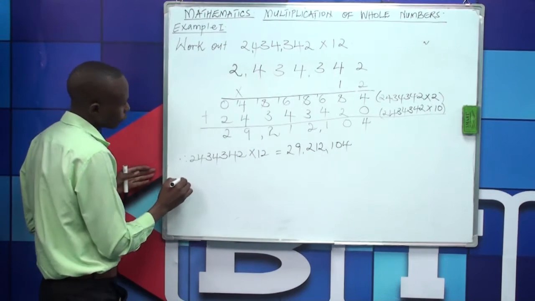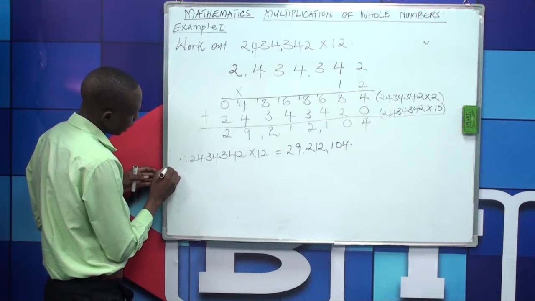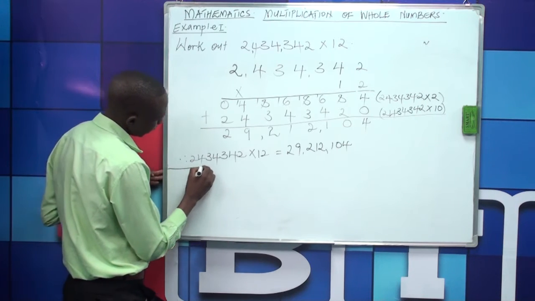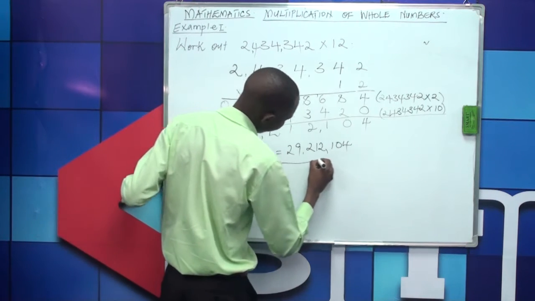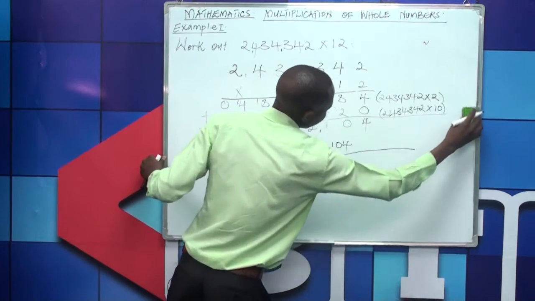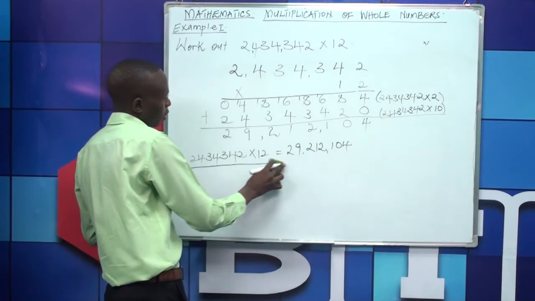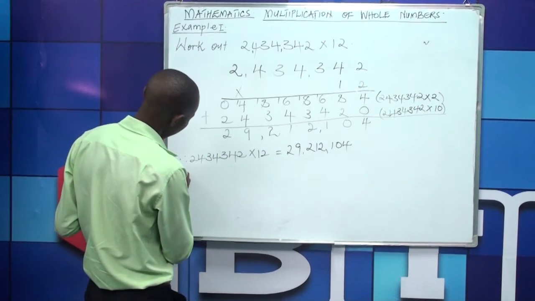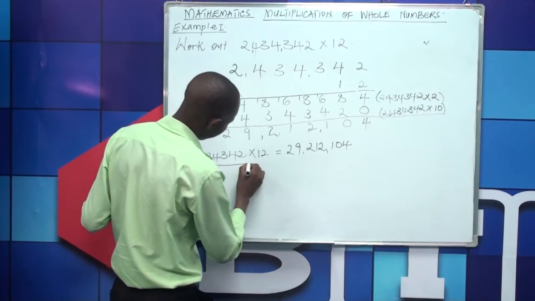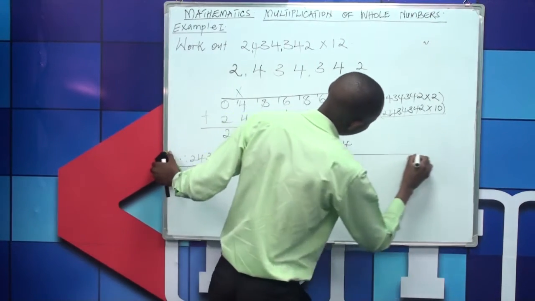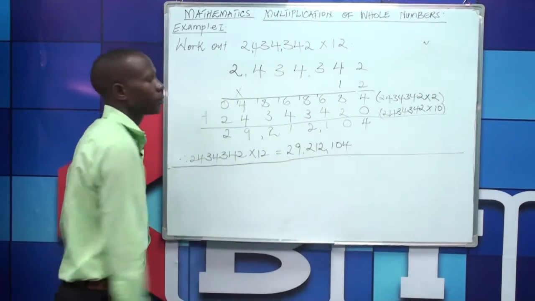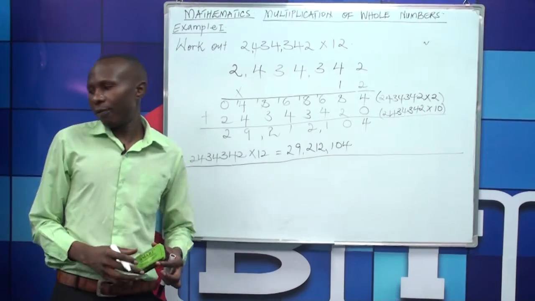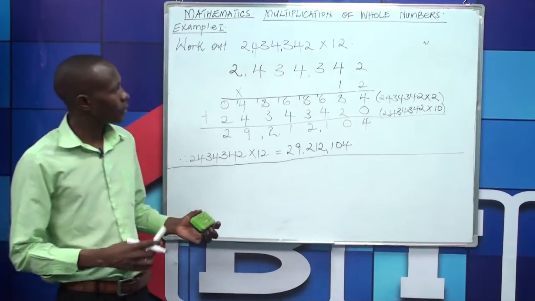Then from there I will have to come up with my ruler. Then I underline what I've done. This looks to be not straight enough. For you who is using a ruler, make sure your work is straight enough. So I'll have to underline my answer. That is the first example that we have looked at.